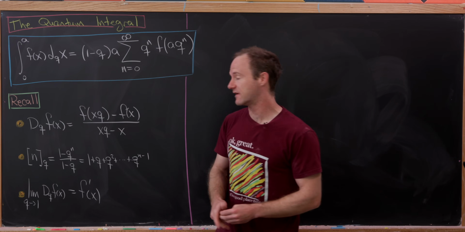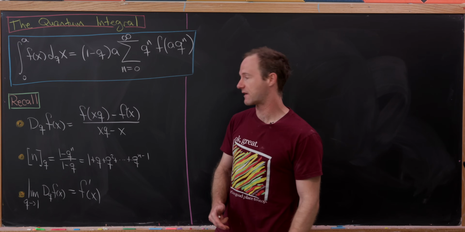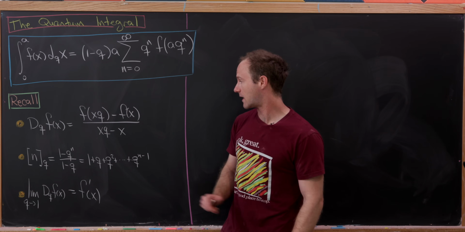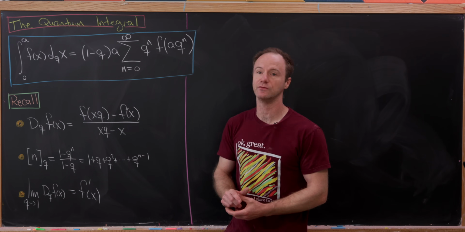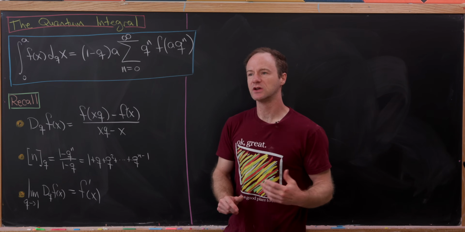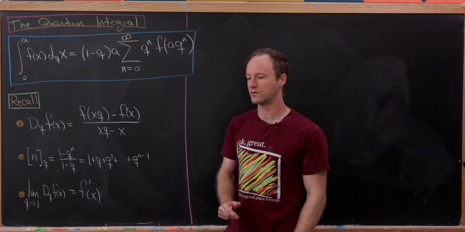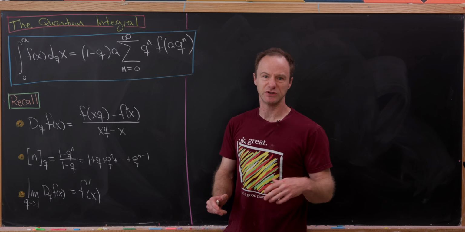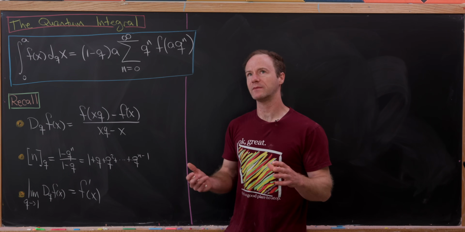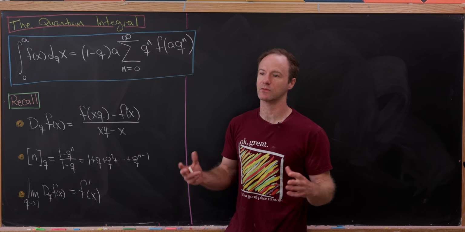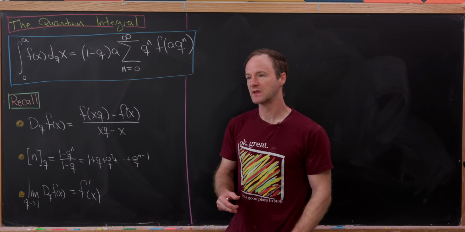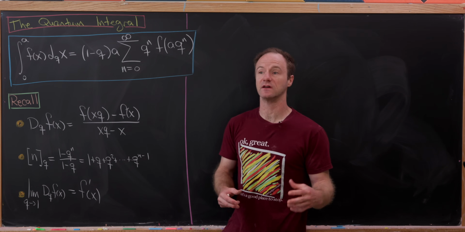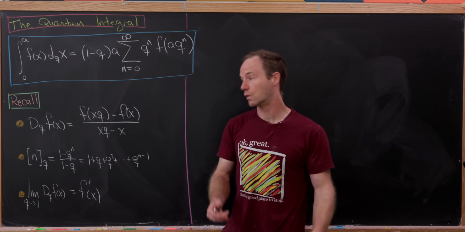So d_q of f of x, the quantum derivative of f of x, is f of qx minus f of x, over qx minus x. And here we think about q mostly as a formal variable, but if you want to think about it as a number, it's between -1 and 1, or maybe it could even be a complex number inside of the unit circle. And we're in fact often interested in the case when the limit as q goes to 1, as we'll see later.